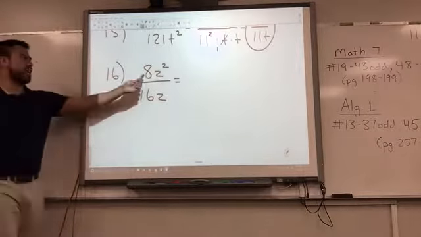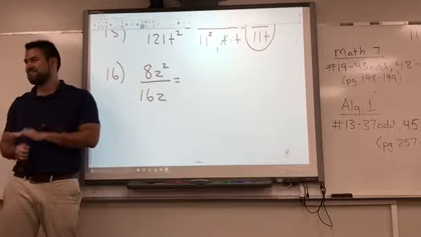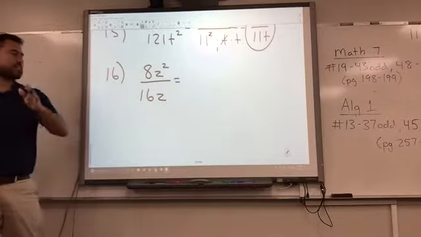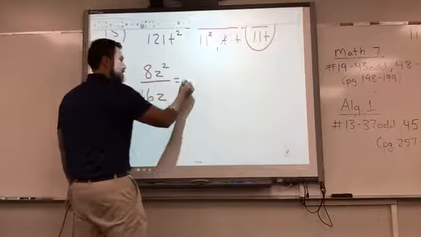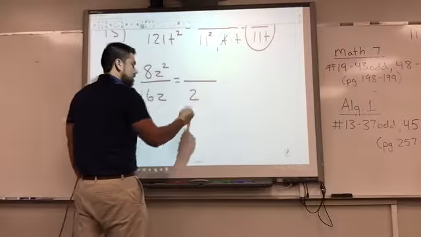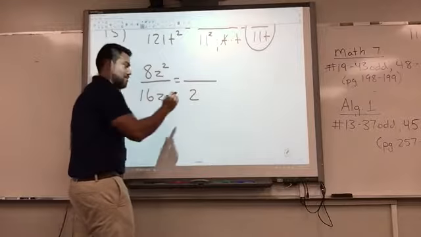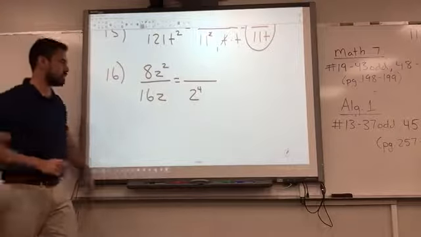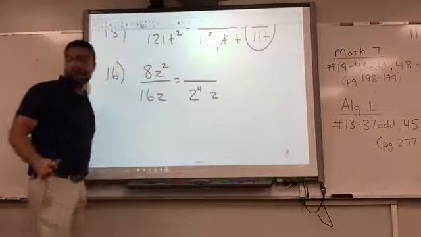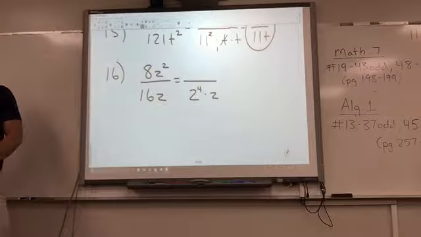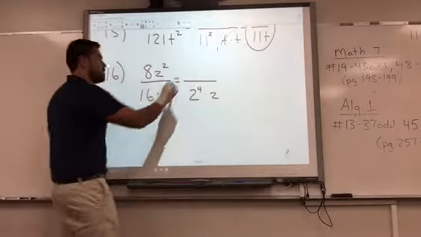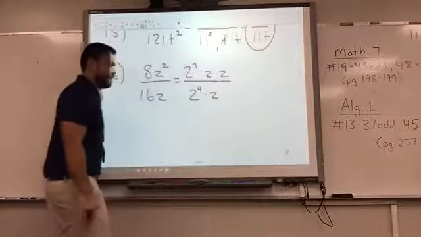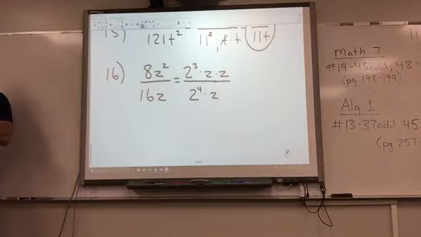What's the prime factorization of 8z squared? I'll give you some time. What's the prime factorization, Sarah back there, of 16z? Say that again, 2 to the 4th. That's okay. Yeah, 2 times 2 times 2 times 2 would give you 16, and then times z. Murphy, 8z squared. 2 cubed times z times z. All right, so here's my prime factorization. Hopefully you got to that point.